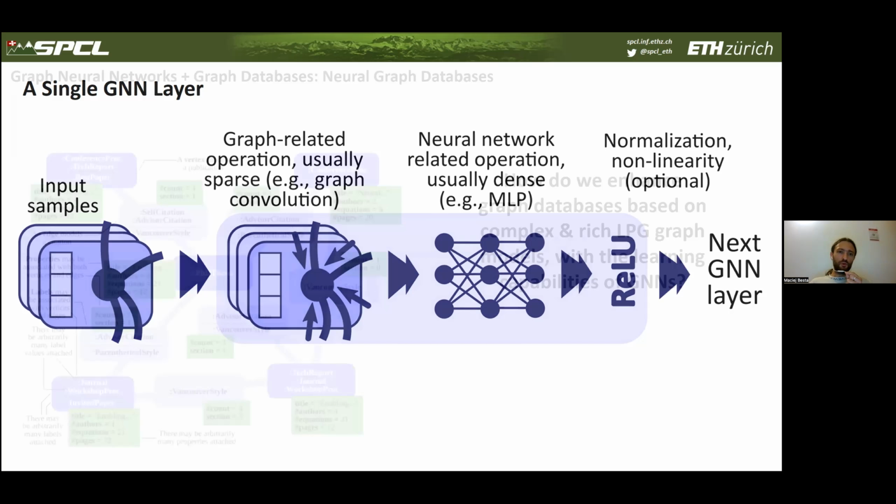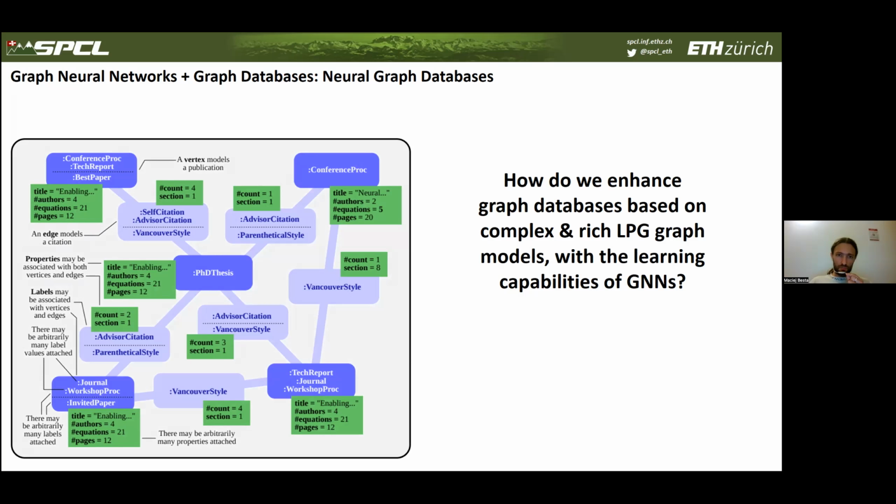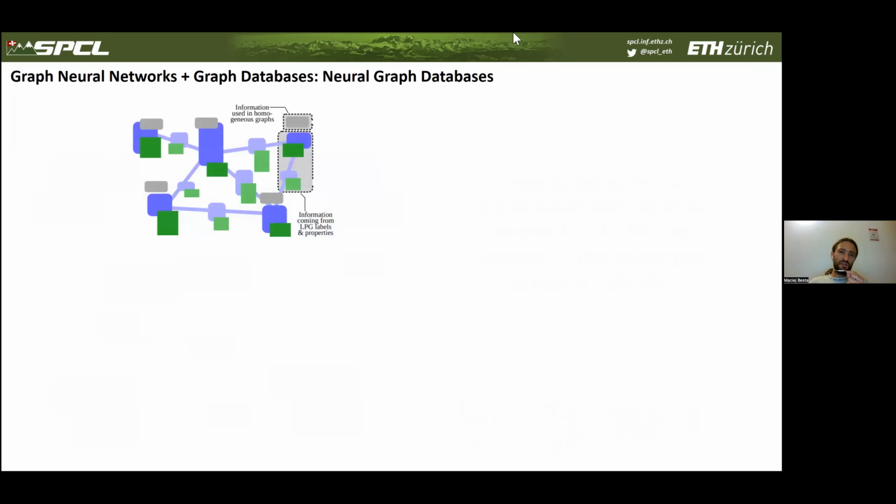Right. So now, how do we actually use these GNNs together with graph databases? Our main idea was to combine this at the level of the data model. So how to encode this LPG dataset so that we could feed it into an arbitrary GNN pipeline and obtain the predictions. For this we developed something we call LPG2VEC, which is an encoder that translates the LPG graph datasets into a form digestible to an arbitrary GNN pipeline.